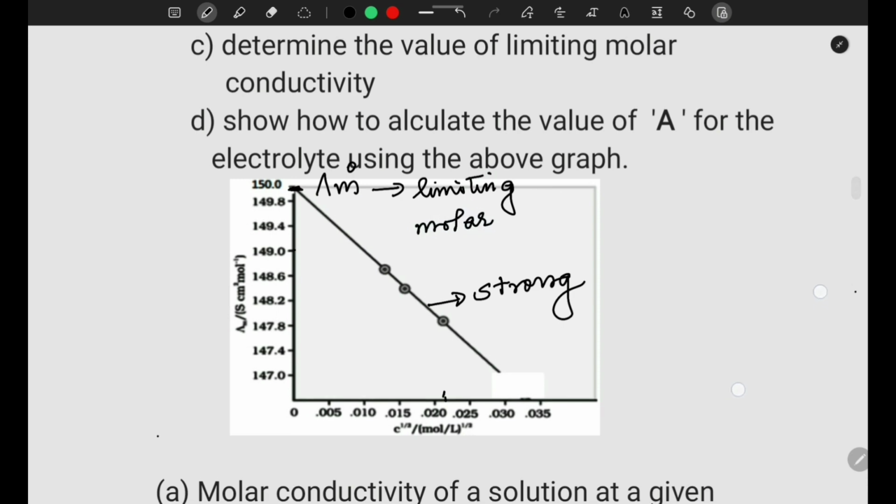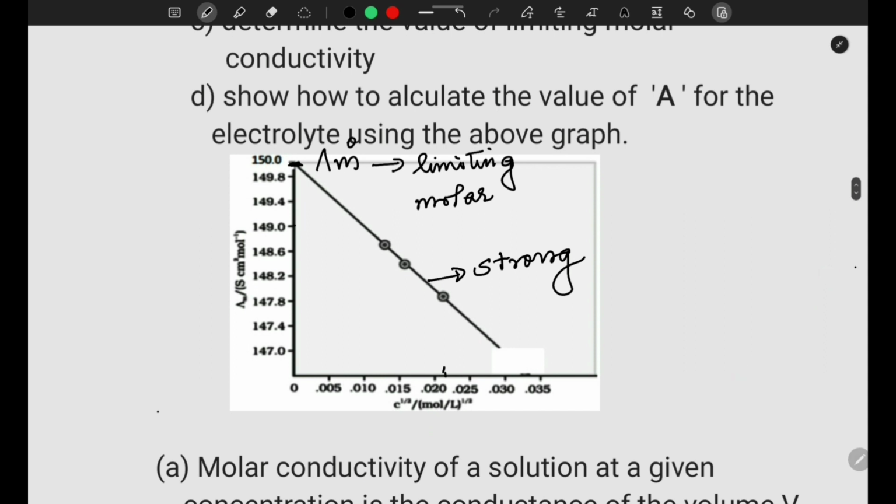Show how to calculate the value of A for the electrolyte using the graph. So A means slope of the graph. That is, for strong electrolyte we can write the equation lambda m is equal to lambda m0 minus A root C. So here slope is negative A, or A is equal to negative slope. Now let us calculate the slope from the graph. So let us take a particular point, that is molar conductivity against concentration.